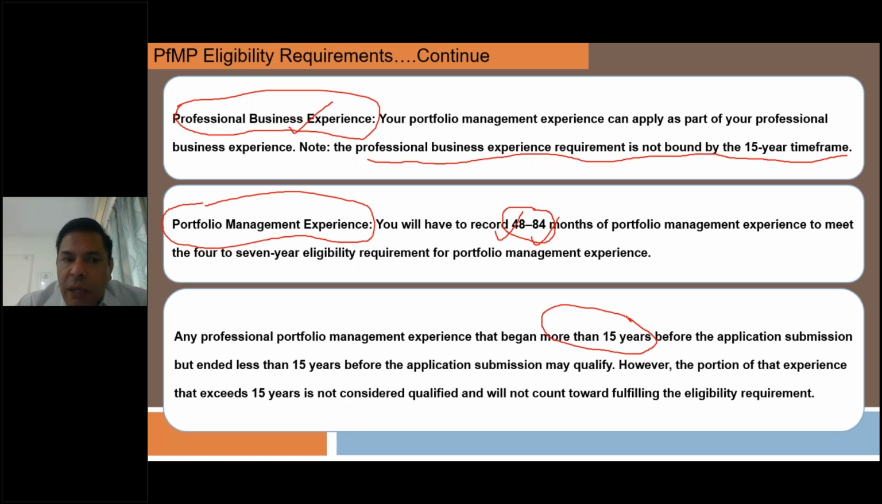This 15-year time frame is only for your portfolio experience. Your business experience can be as far backdated as possible; there is no constraint. Your portfolio experience must finish within the last 15 years. That is what PMI wants. So in 2020, you can't say your portfolio experience finished before 2005. It should finish roughly after 2005 or so.